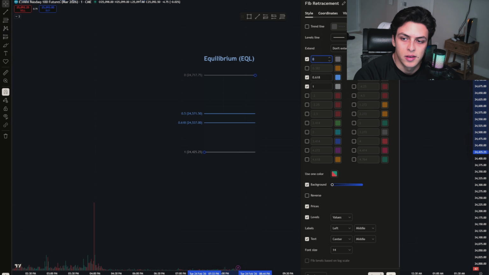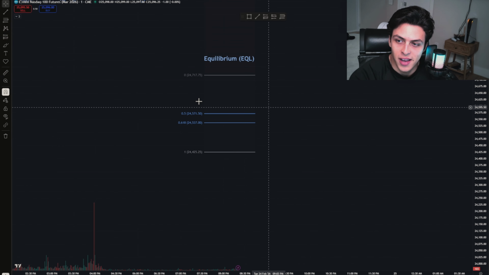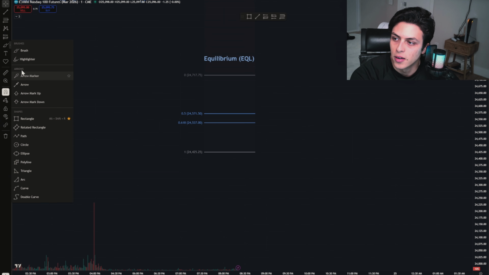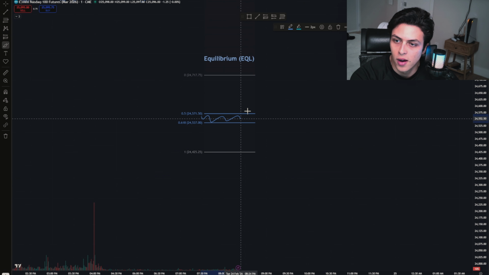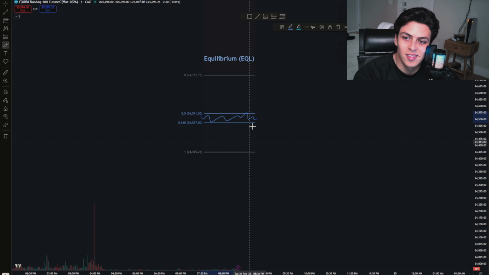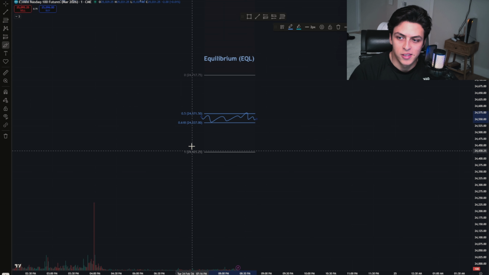Okay, now that we have that set up, what you guys are going to want to understand is this zone right here. Let's get this brush. This zone right here between 0.5 and 0.618. This is going to be your equilibrium zone. It's going to be where price can retrace to.